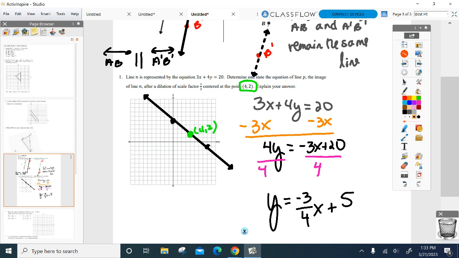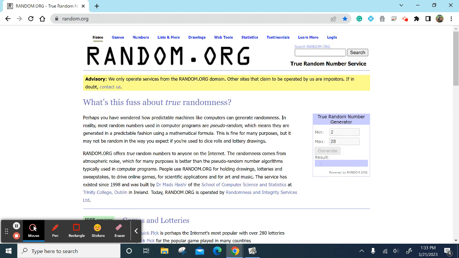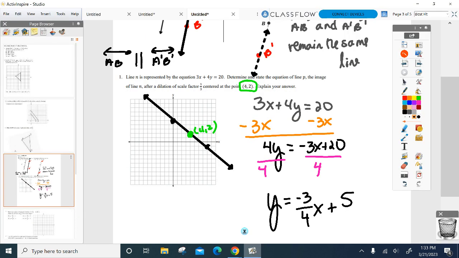Oh, so if my center is already on the line, what am I going to know about my new line then? What do I know about my new line? Remains the same. All right, so we're calling this line P. So line P, no movement needed. What's the equation going to be for line P?